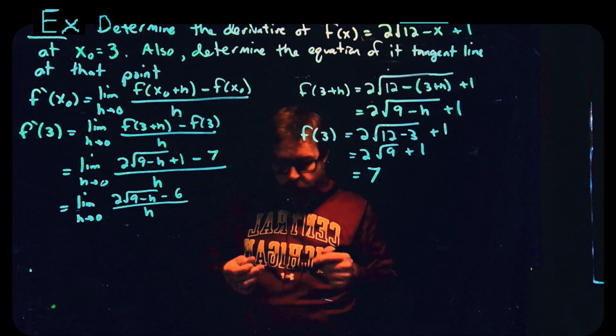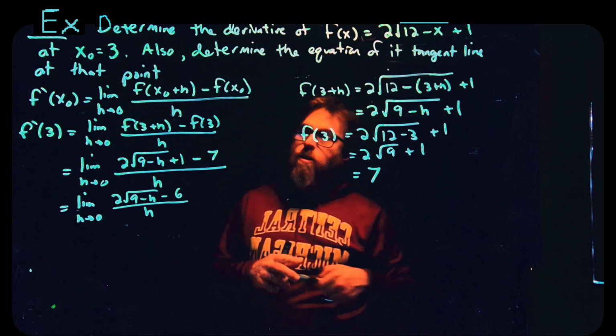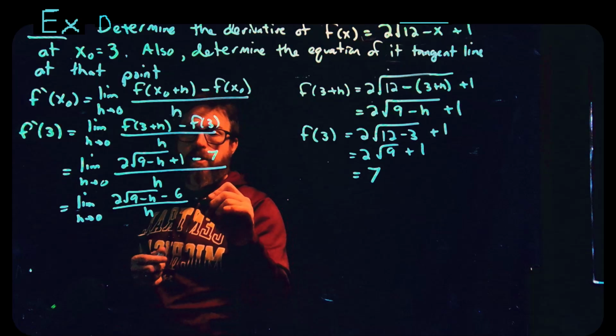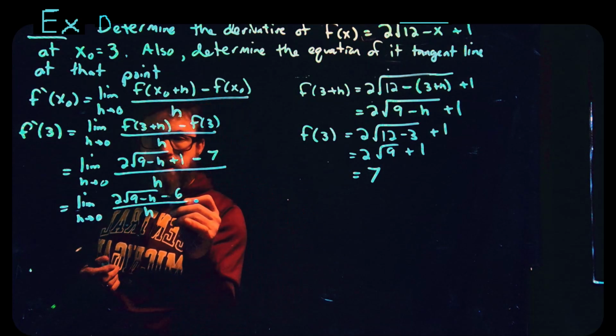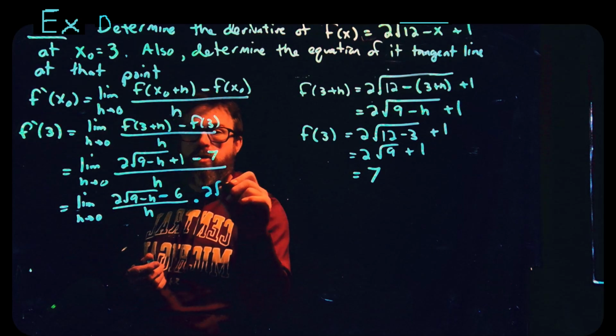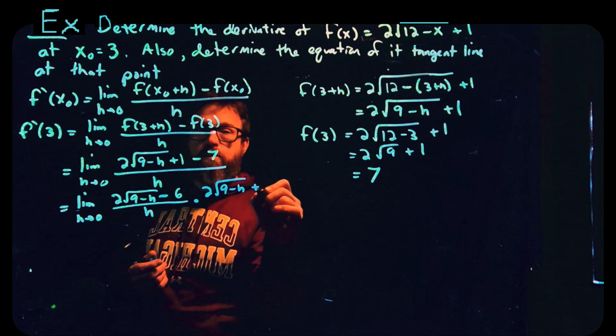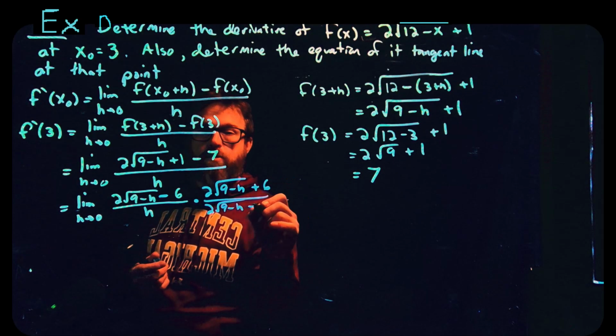Now, the radicals are done differently. The way you simplify a radical, or the way you can say you factor a radical, is we use its conjugate. So what I'm going to do is multiply top and bottom by the conjugate of the numerator, which really just means instead of having this minus sign here, we're going to have a plus sign there instead. So this is 2 times the square root of 9 minus h, plus 6, and then the same thing on the bottom, 9 minus h plus 6.